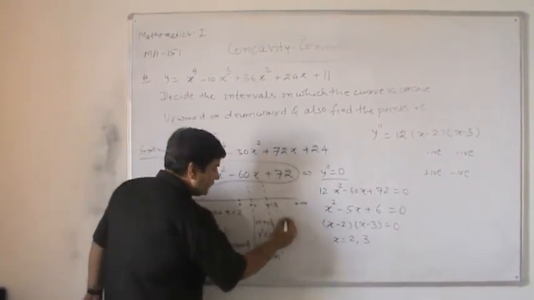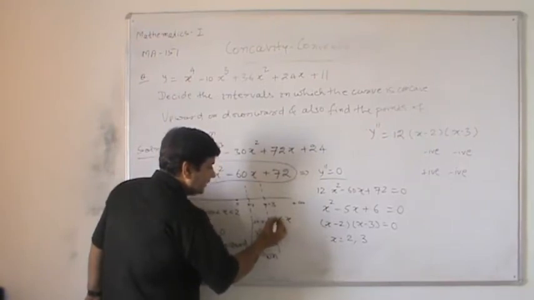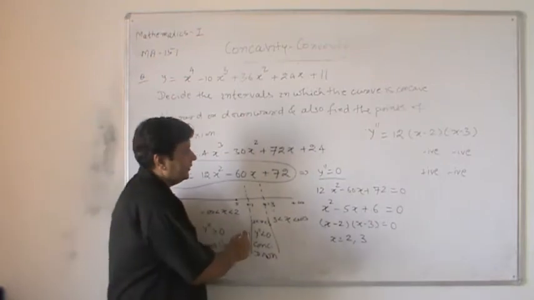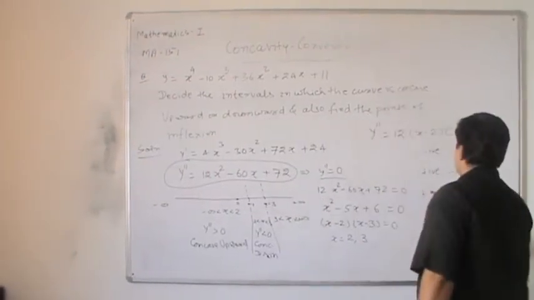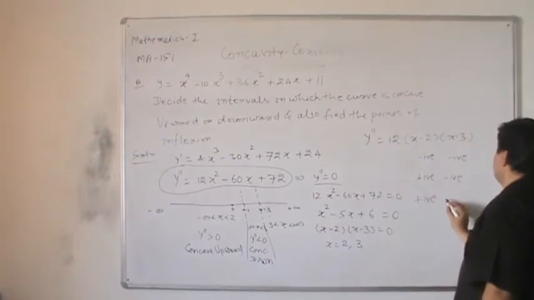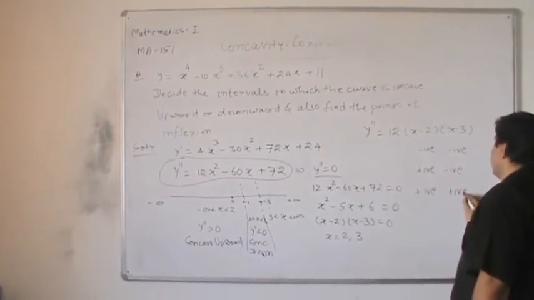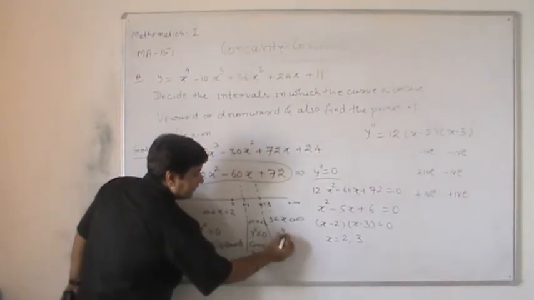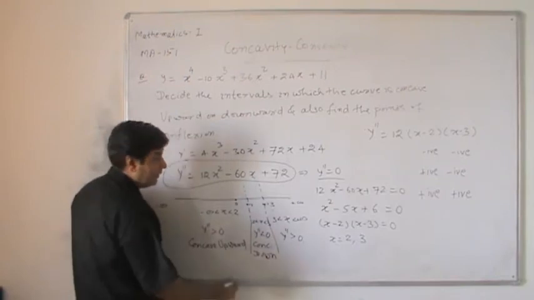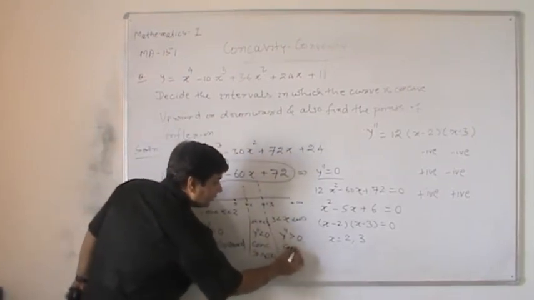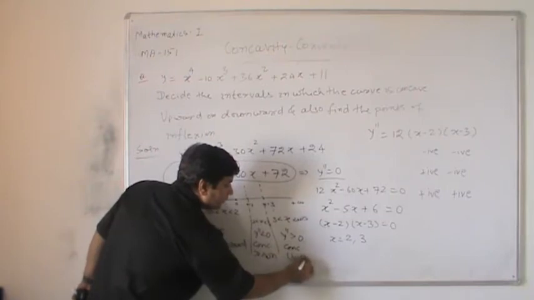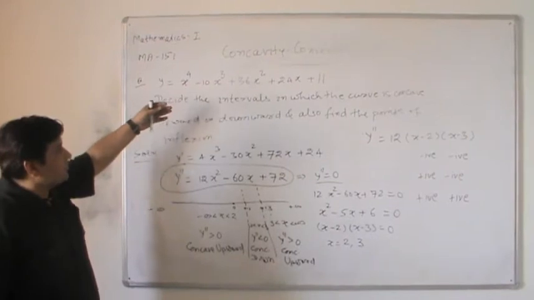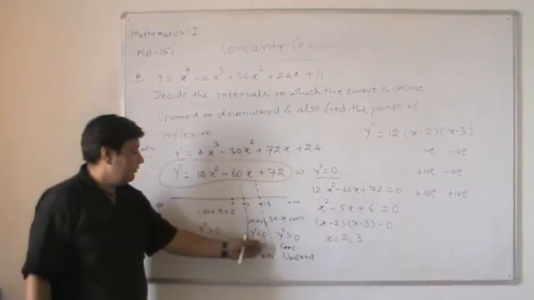Now I go to the interval where x is greater than 3. When x is greater than 3, then x minus 2 will be positive, and x minus 3 will also be positive. So in this case, the second derivative will be positive, correct? So the curve will be concave upward. So in this way, we have found the intervals in which the curve is concave upward and concave downward.